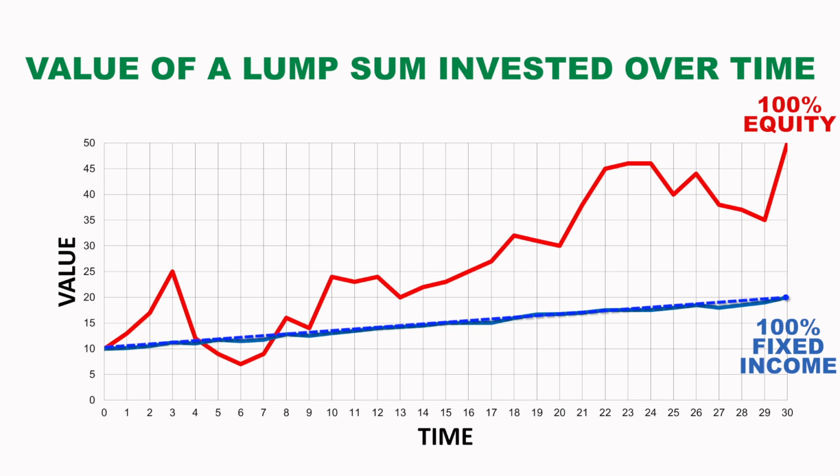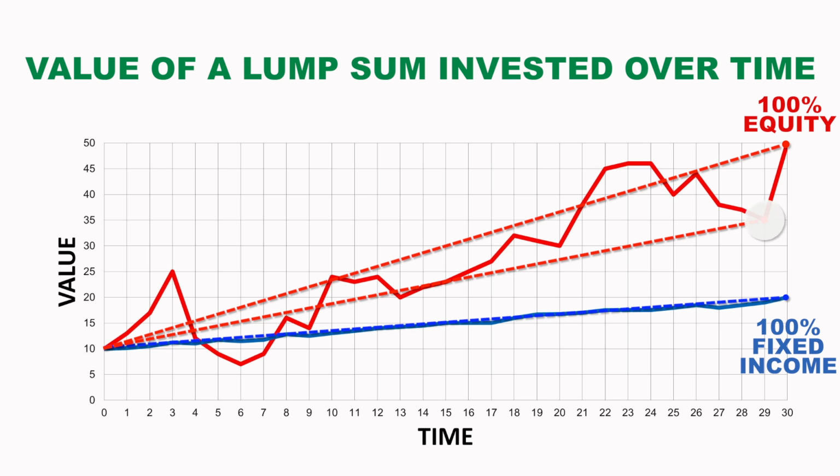But let's plot a line on our risky portfolio. Again, we start with a value of 10, but this time we end up with a value of 50. So we've quintupled our money over 30 years. However, what if we go back just 1 year? After 29 years, we ended up with a value of 35. That's quite a bit lower than 50, but still quite a bit higher than our low risk portfolio.